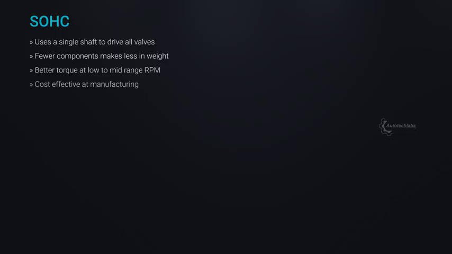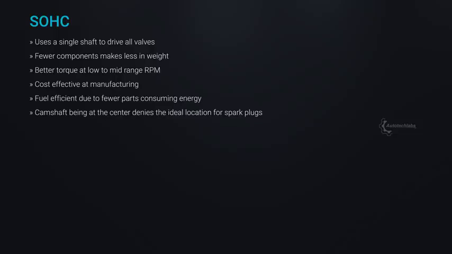SOHC uses a single shaft to drive all valves. Fewer components make less weight. Better torque at low to mid-range RPM. Cost-effective at manufacturing. Fuel efficient due to fewer parts consuming energy. Camshaft being at the center denies the ideal location for spark plugs.